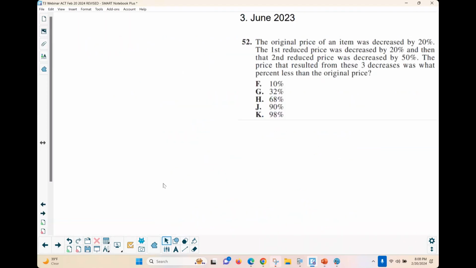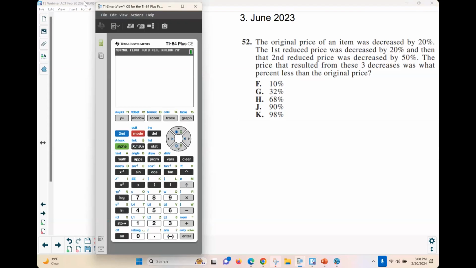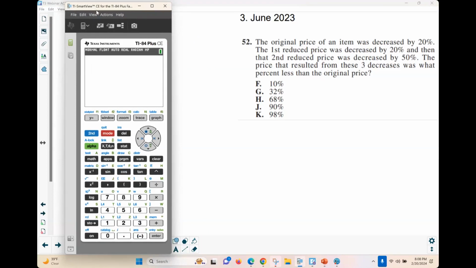I plan on doing the 84 first and then showing the Inspire also. Again, my plan is to give you about 15 seconds to read the problem and start to think of a solution, okay? And then I'll come in. So go ahead, you've got 15 seconds. All right, 15 seconds does go by pretty quickly.